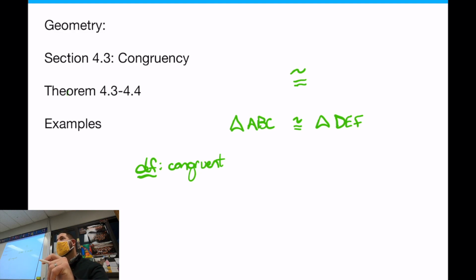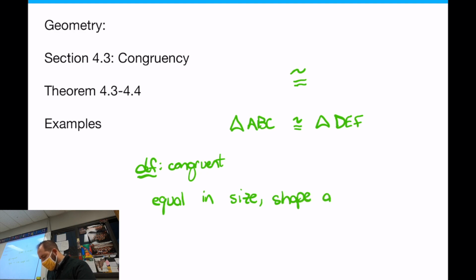No, not equal 180. Something has to be equal. Okay, 2 objects being equal. I agree. In what regards? They're equal in 3 ways. So there's 3 stipulations for it to be congruent. It's equal in size, shape, and measure. Yeah, size, shape, and measure. Good memory. These are the 3 stipulations for something to be congruent.